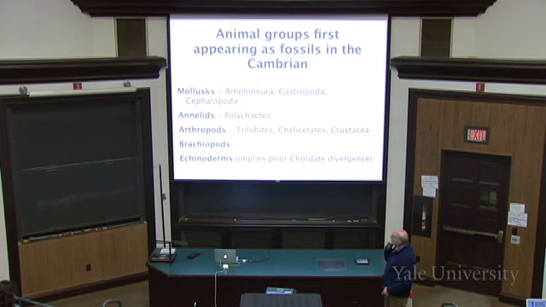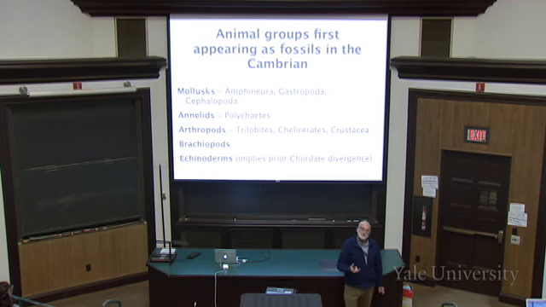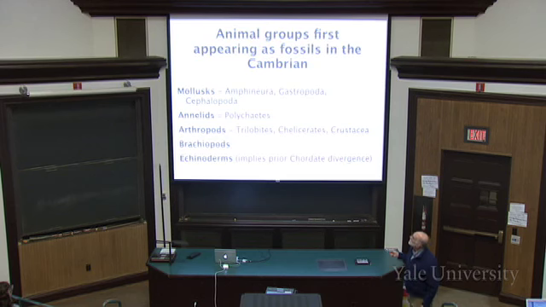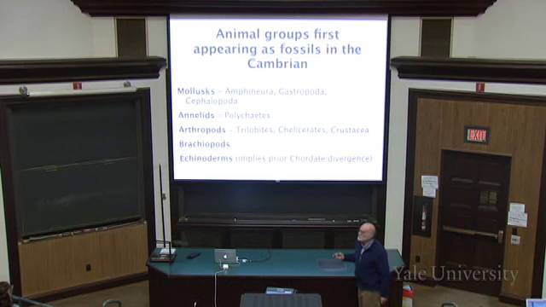So the things that we get in the Cambrian are at least three of the mollusk classes. So these are the chitons, these are the snails, and these are the squids, octopuses, and ammonites. We get the polychaetes, which are the biggest group of the annelids. The ones that are most familiar to you are probably earthworms. Those are oligochaetes. But the polychaetes, I think there are 43 families of polychaetes. They're a very dominant group in the ocean and have been for 550 million years.